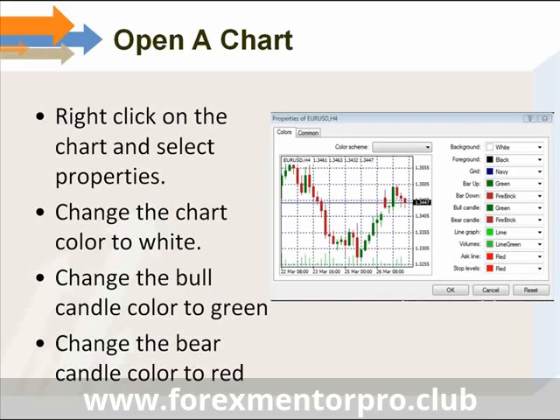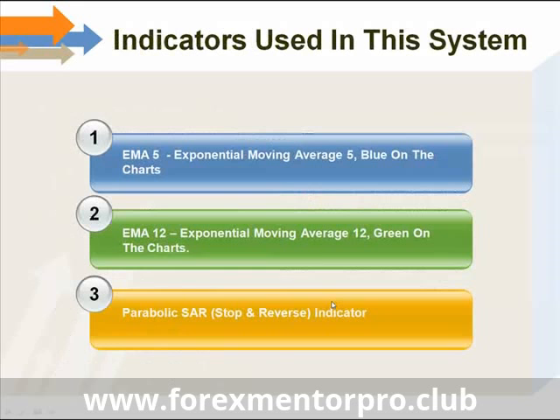So before we actually add any indicators to the chart, I'm going to show you this on MetaTrader in just a second, but I want to give you an overview now. Open up a chart in MetaTrader, right-click on the chart and select Properties, and then change the background of the window to white, change the bull candles to green, and change the bear candles to a red color, and that will ensure that it looks close to the same as our charts and make it easier for you to follow along.